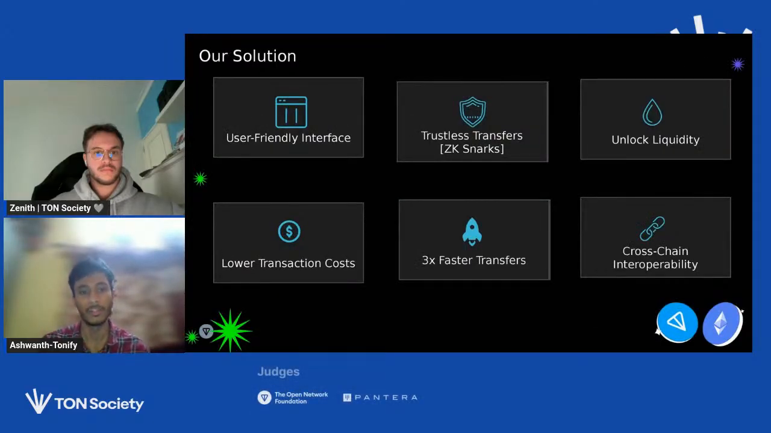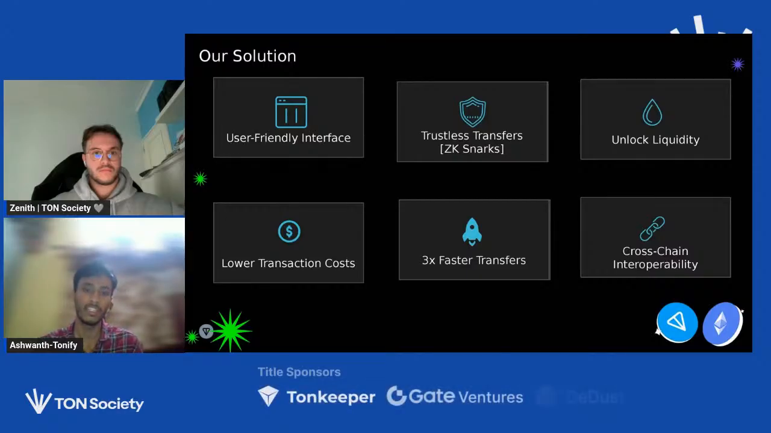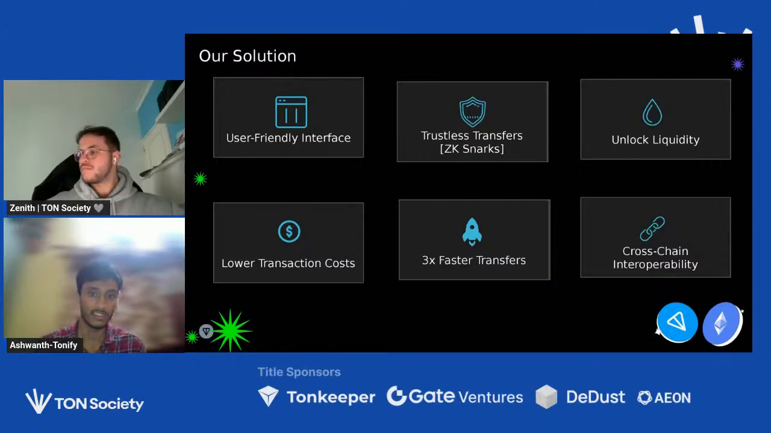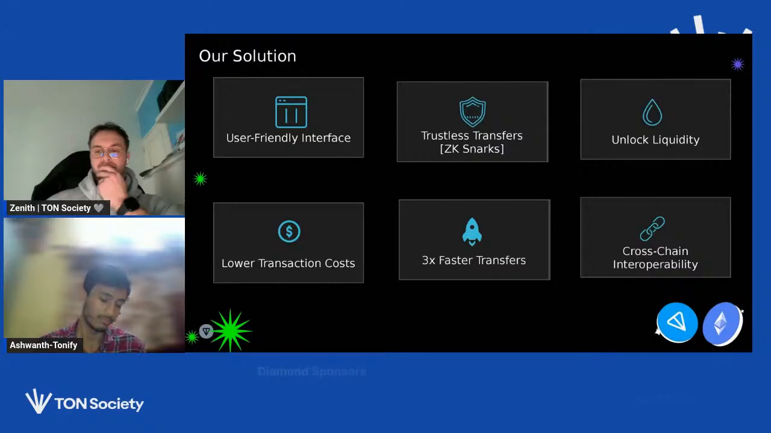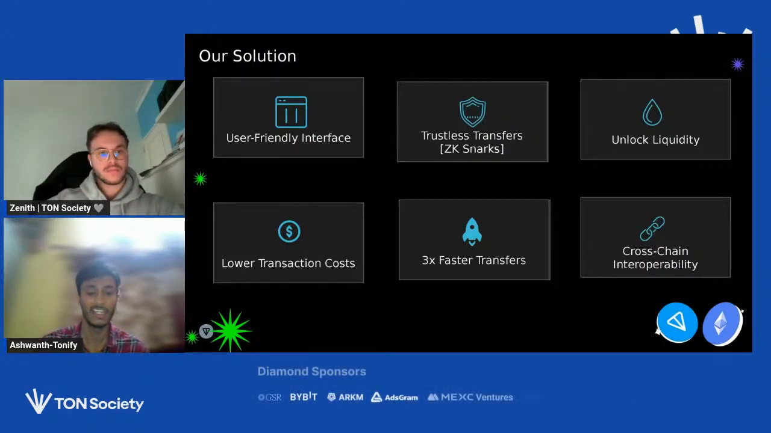Our solution is a bridge with a simpler user interface and trustless transfer. We make use of ZK-SNARK, which is zero knowledge. It's a cryptographic mechanism where one party communicates with the validator or the other party by conveying that they have some information, rather than providing the complete set of information to the other party. By doing that, we are safeguarding the transaction details of users and making the transactions much more secure.